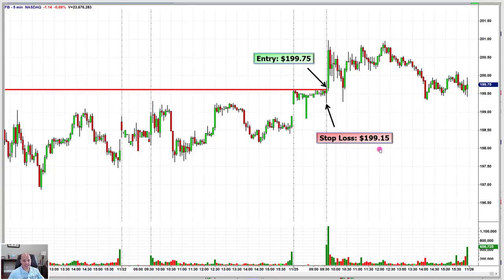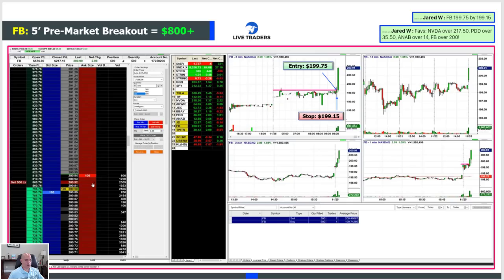So in this case, we have a 60 cent stop loss. $500 risk would be somewhere around 800 shares, give or take, right? So you might take 300 or 400 shares if it triggers in the pre-market. But if it triggers at 9:30, you go full. Let's take a look. And that's exactly what we did.